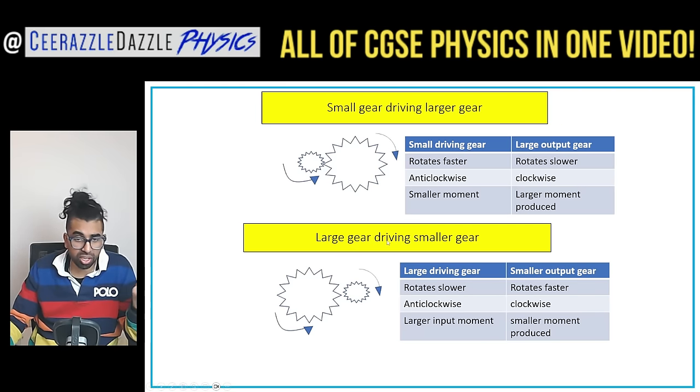If we have a large gear driving a small gear, we notice that the large gear will rotate slower than the smaller output one.